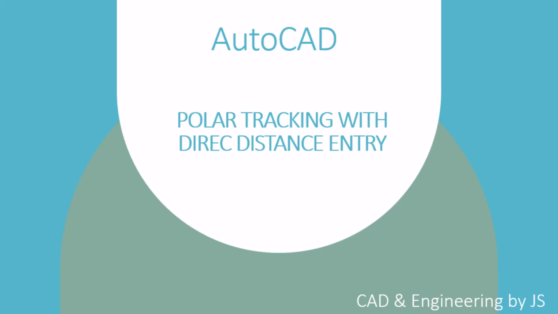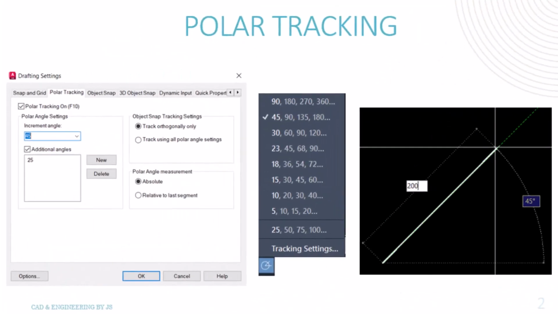Today we're going to review the polar tracking with direct distance entry. We have previously used the ortho mode to draw horizontal and vertical lines. Now with the polar tracking you can use this option to constrain the lines to angular increments. You can access the settings using the polar tracking tab of the drafting settings dialog box.